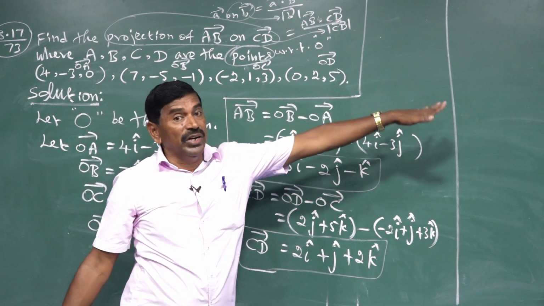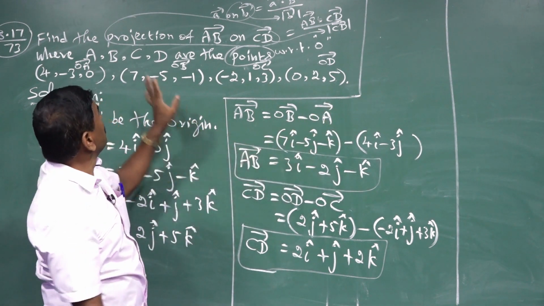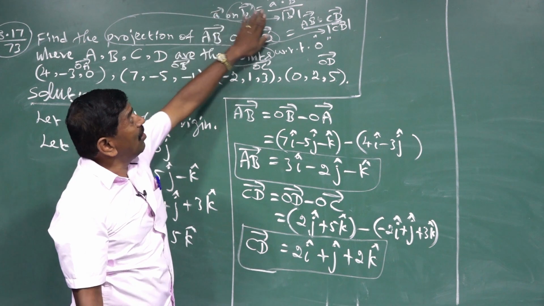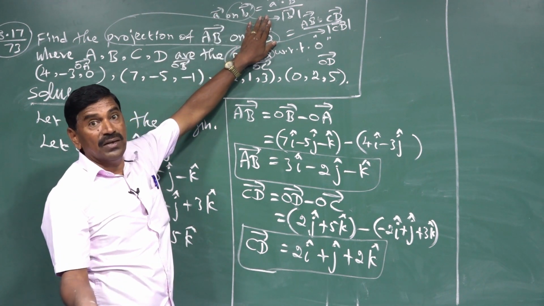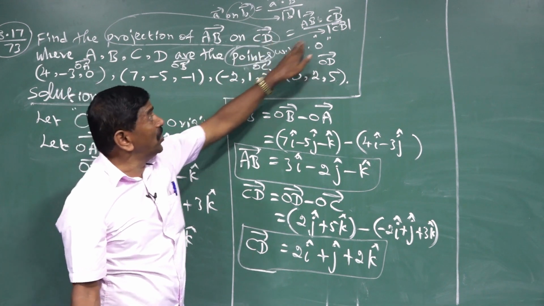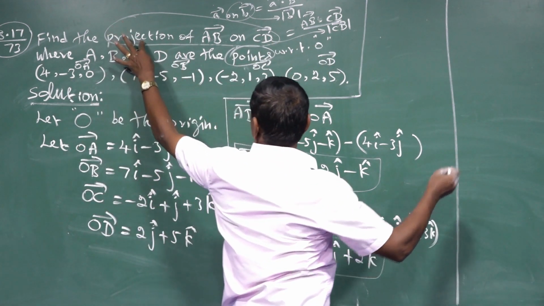I want to continue on the next page because there is no space here. Now listen, the formula: the projection of AB vector on CD vector is given by the formula AB vector dot CD vector divided by modulus CD vector. Okay, here itself is the formula.